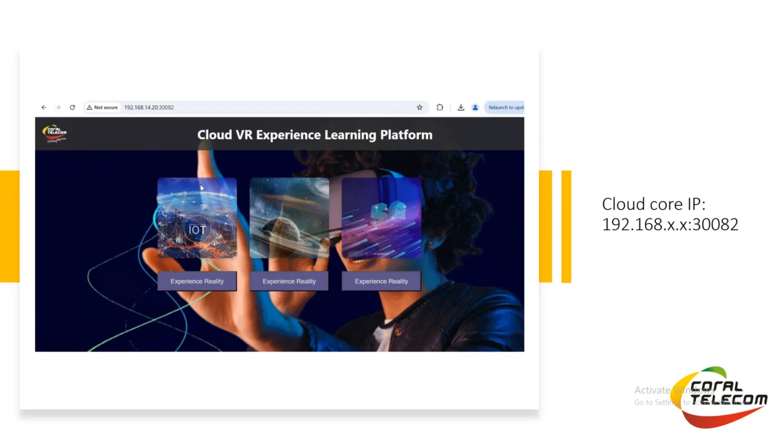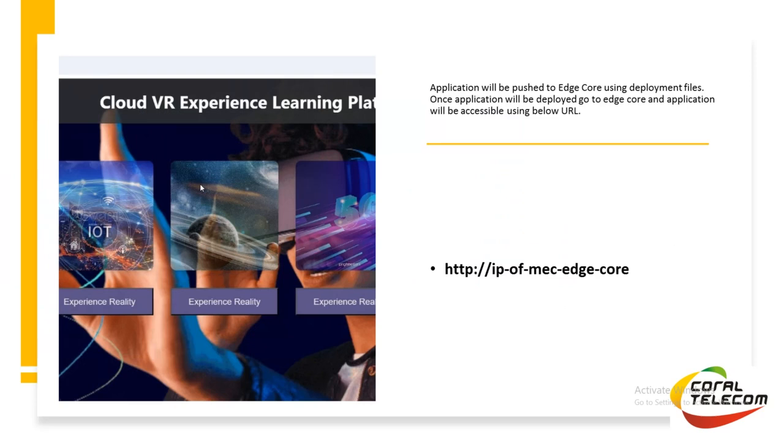So this is a screenshot of a web application, the VR application that we have opened using the cloud. It means the application is currently hosted on a MEC Cloud Core site. When we push this application to the edge site, you can open this application from the MEC Edge Core IP address.